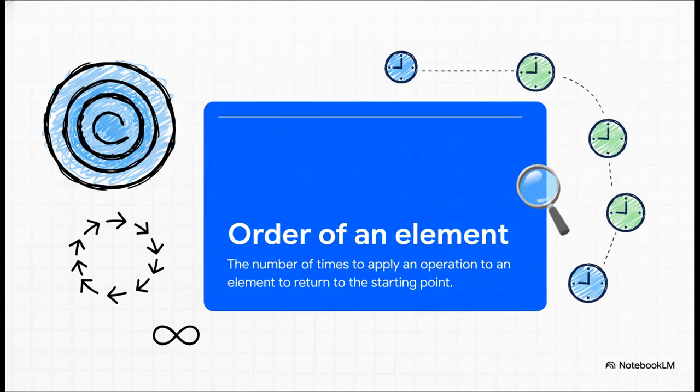The order of an element. That's it. That's the official name for what we've been talking about. It's just the answer to our original question. How many steps does it take? That's all it is. And it's the key to describing these repeating patterns.